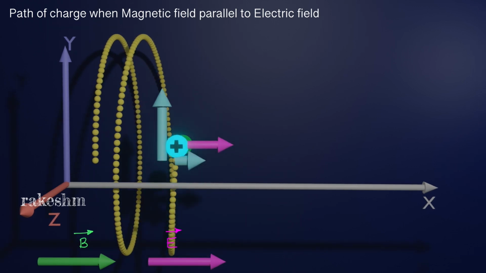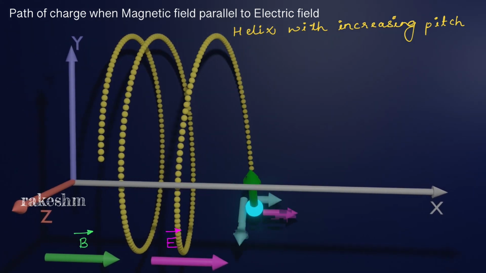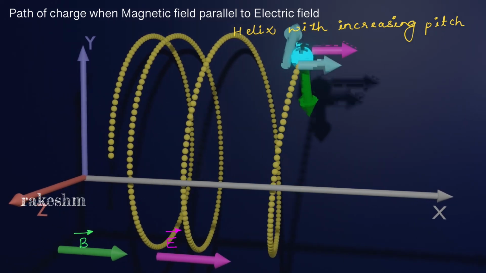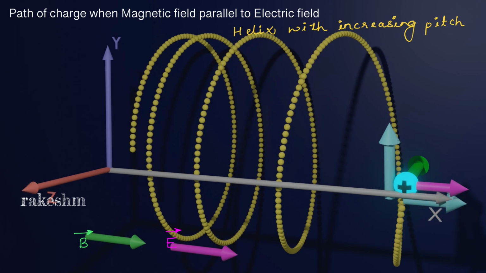These light blue vectors here are the velocity vector of this charged particle. As there is no force along this direction, this velocity component remains constant. But as there is electric field along this direction, electric force along this direction, this velocity component goes on increasing. The path of this particle is a helix with increasing pitch. Observe this velocity component is going on increasing.